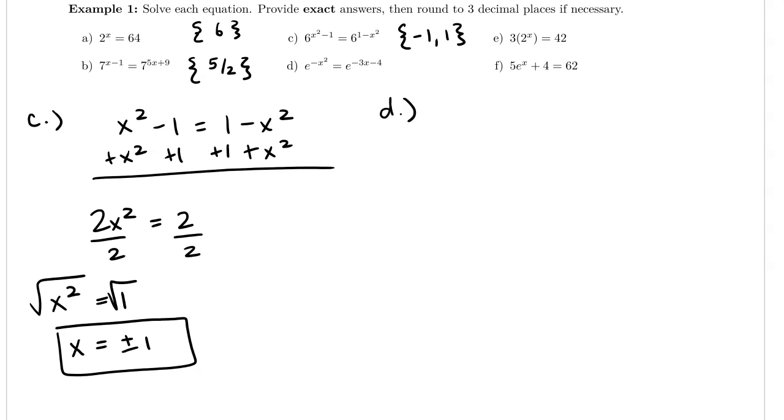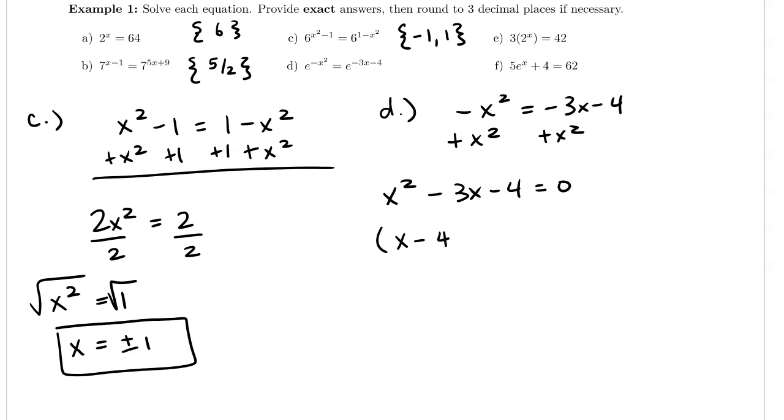In part D, we once again have the same bases. So I'm going to set my exponents equal to each other. This is going to turn into a quadratic equation if I add x squared to both sides. So we get x squared minus 3x minus 4 is equal to 0. This is a quadratic that I am able to factor. It will factor into x minus 4 times x plus 1. And if I use the zero product principle to set each of my factors equal to 0, we will get x equals 4 and x equals -1.